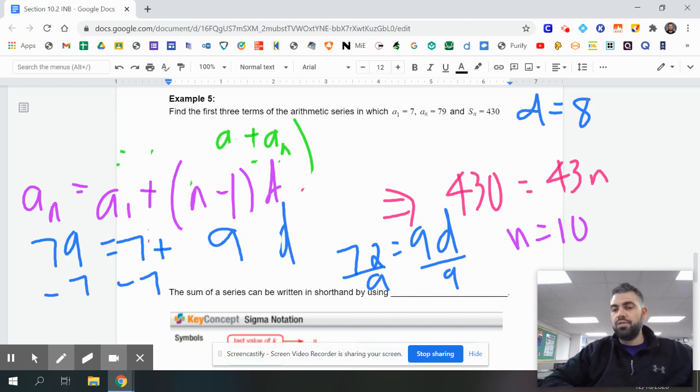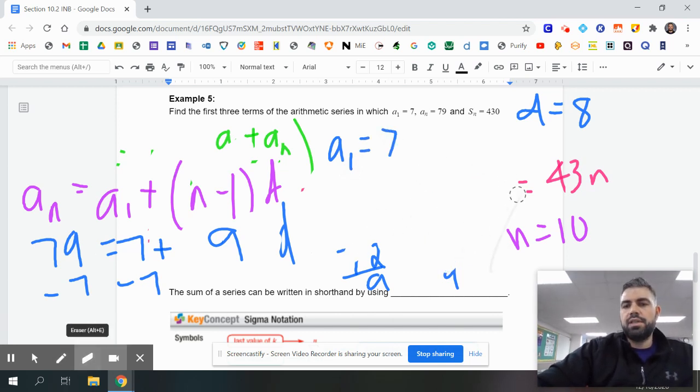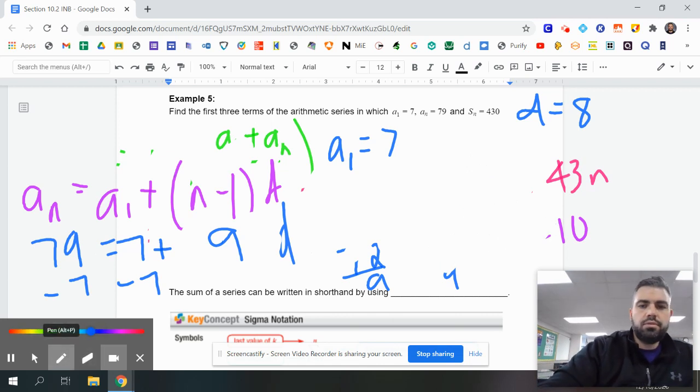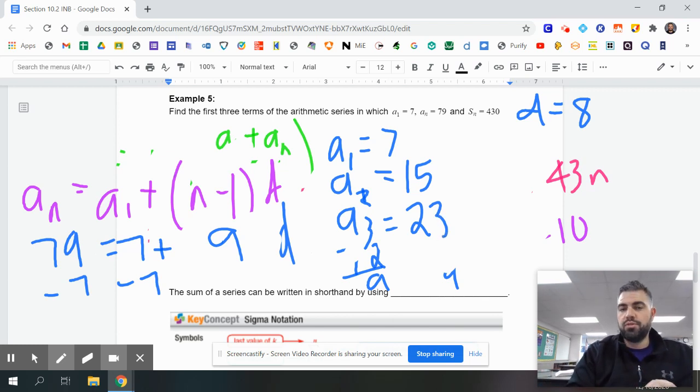And so if I know the common difference is 8, I can find the first three terms, right? So a1 is going to be 7. a2 is going to be 7 plus 8, which is 15. And a3 is going to be 15 plus 8, which is 23. So those are the first three terms of our sequence. And again, we could continue to make all, I guess, 10 of them in the sequence, and add them up to make sure they add up to 430.